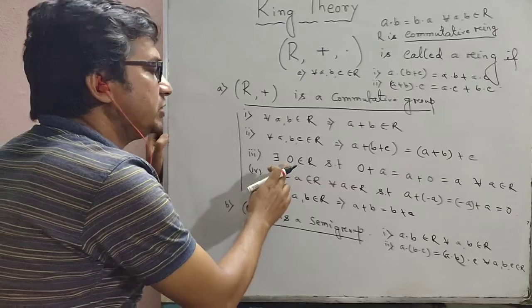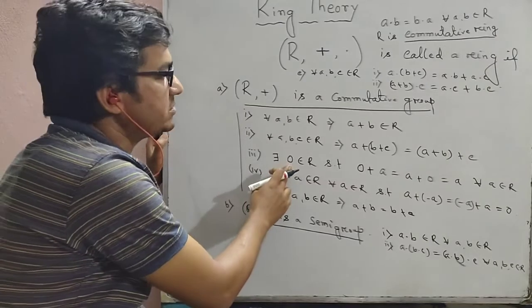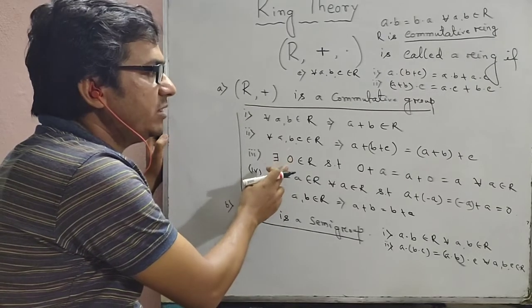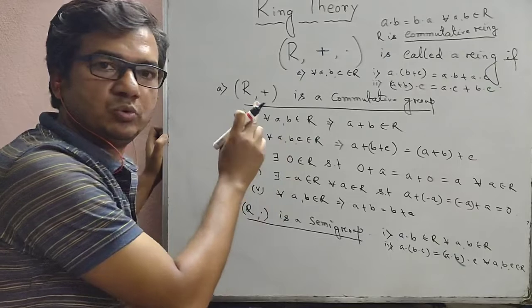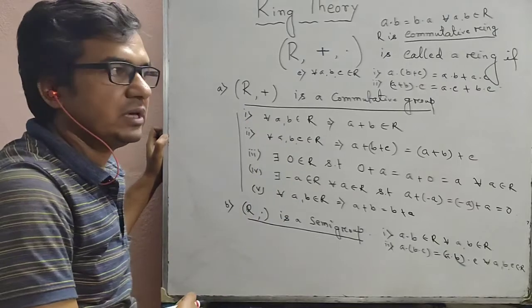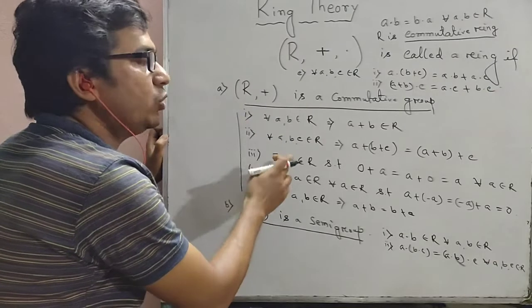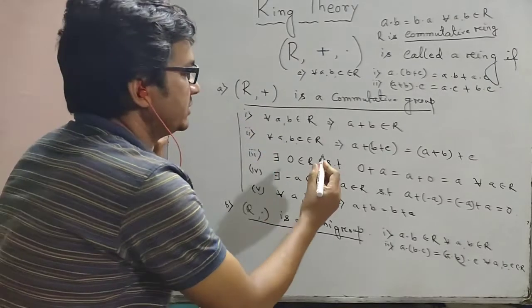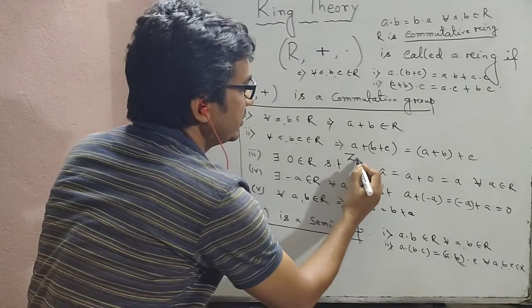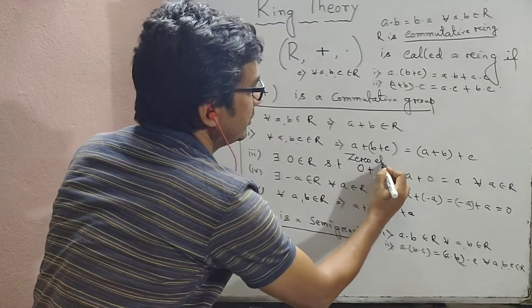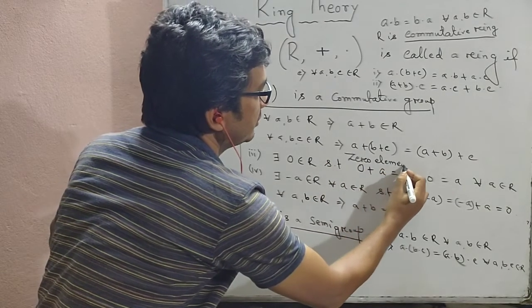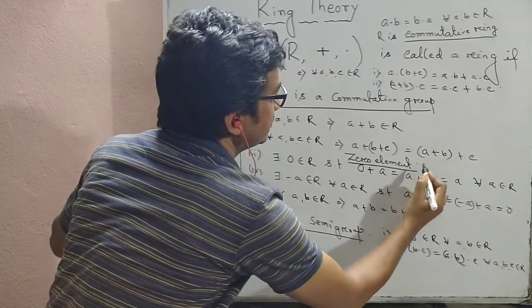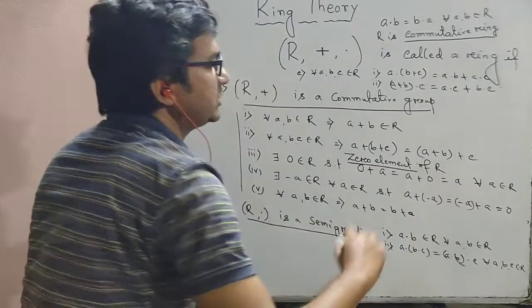Here the 0, that is the identity element with respect to the addition, is called the 0 element of the ring. This is called the zero element of the ring.